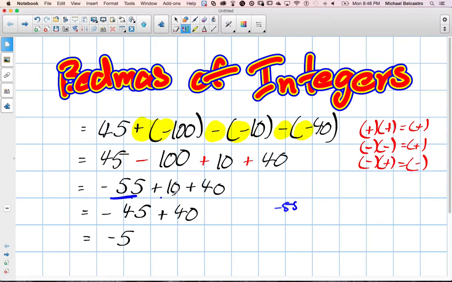Negative 55 plus 10. I start at negative 55, and I go in a positive direction, 10 units. That brings me back to negative 45. And then here, negative 45 plus 40, but this one's a negative. Think of it like the 40s disappear, and we're left with just the value of 5. And since the negative is larger, we're left with negative 5. This is probably the hardest step to have done in your head, from 45 minus 100.